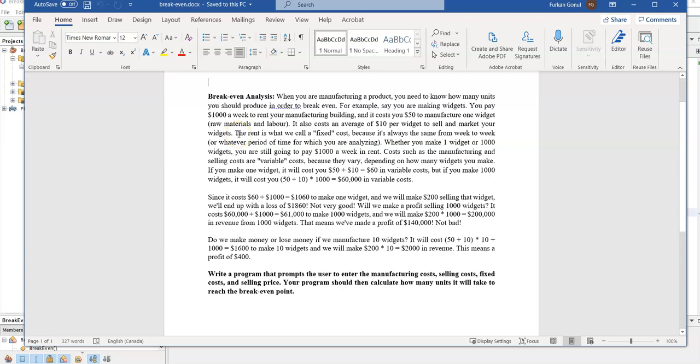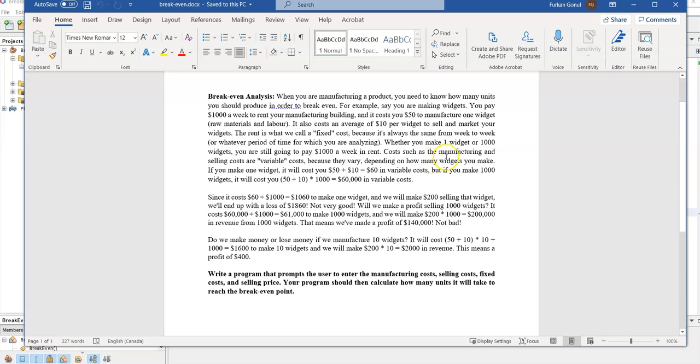The rent is what we call a fixed cost because it's always the same from week to week, or month to month, or annual, whatever the period is. Whether you make one widget or 1,000 widgets, you are still going to pay $1,000 a week in rent.